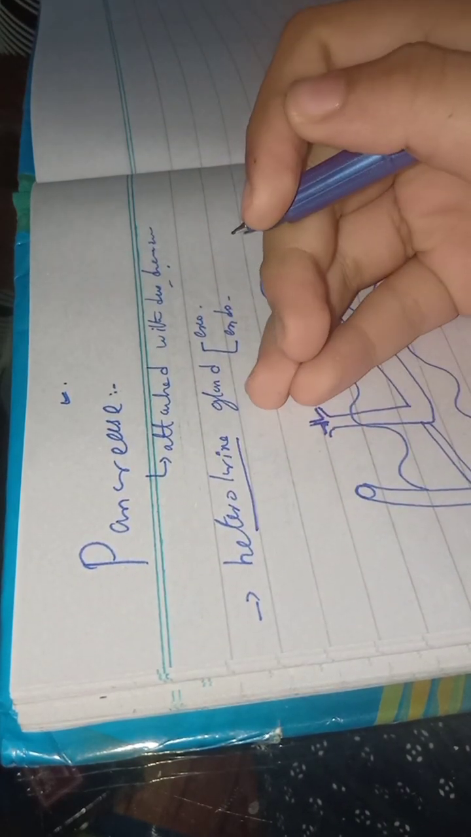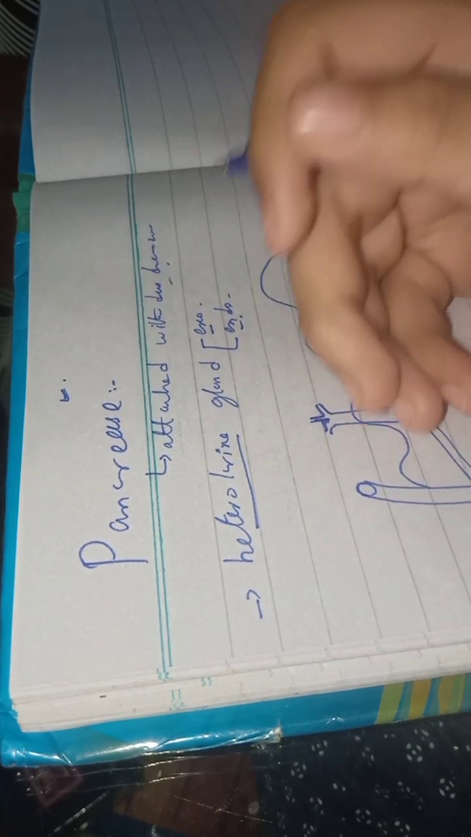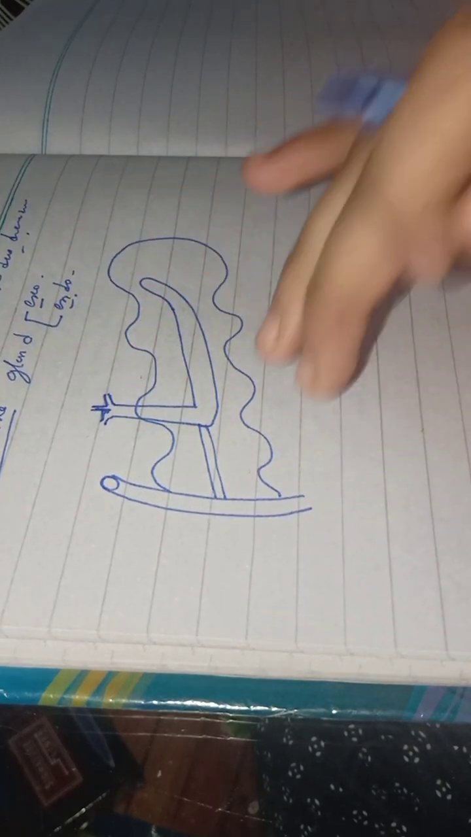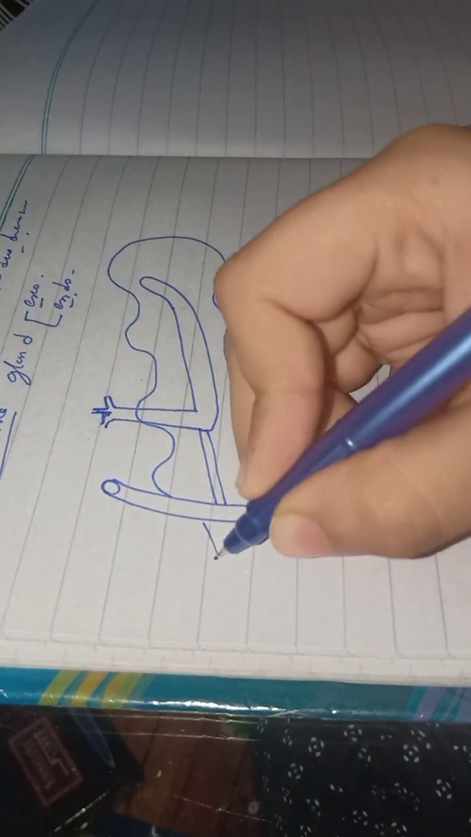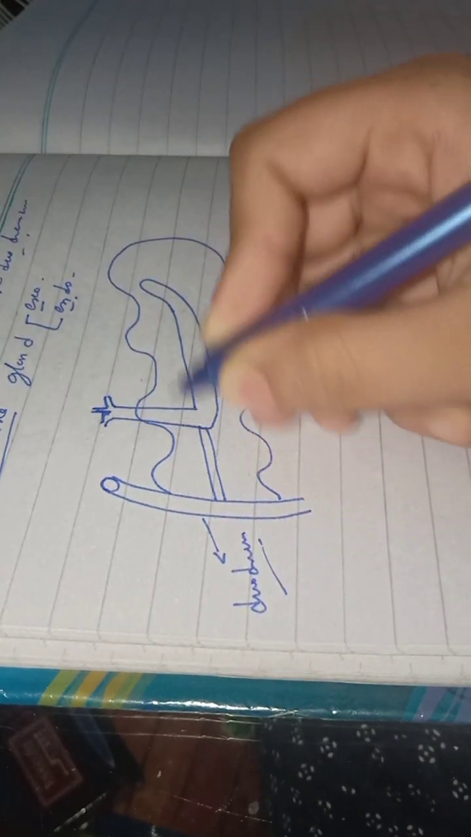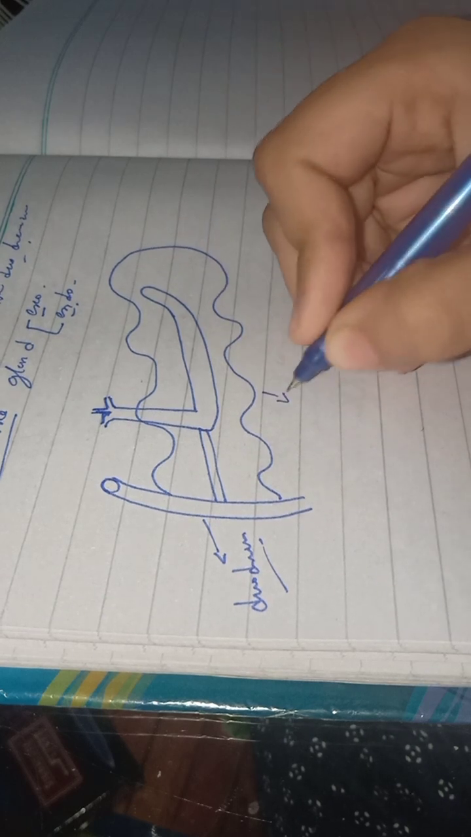What is meant by a heterocrine gland? That it has both exo and endo parts. That is known as a heterocrine gland. After that, you can see here the structure of the pancreas. This is the duodenum. As I discussed, it is attached to the pancreas. So this is the duodenum and this is the pancreas.